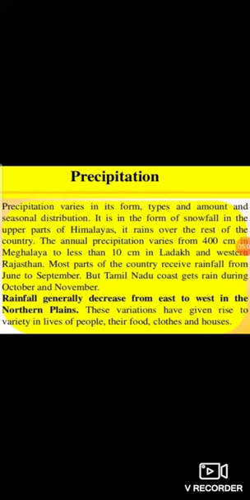Now we find great variations not only in the form and types of precipitation, but also in its amount and seasonal distribution. Precipitation is mostly in the form of snowfall in the Himalayas. It is only in the form of rain over the rest of the country. Annual precipitation varies from over 400 centimeters in Meghalaya to less than 10 centimeters in Ladakh and western Rajasthan. Most parts of the country receive rainfall from June to September. Tamil Nadu coast gets most of its rain during November and December, the months of the retreating and the winter monsoon respectively.